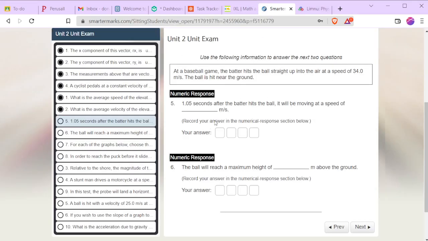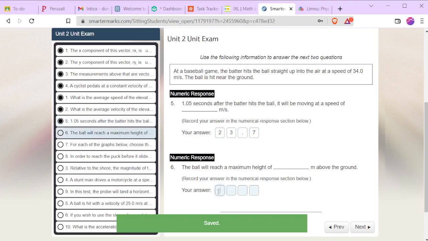So our initial velocity here is 34. We're told to go straight up in the air. So 34 plus a negative 9.81 times 1.05 gets us 23.7.